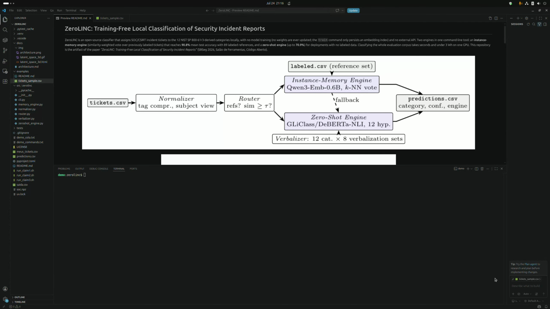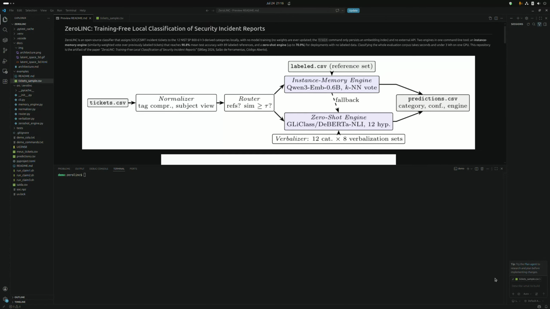There are two models: GLiClass, which is the default, and the BERT NLI. The BERT NLI is more precise than GLiClass, but is 7 times slower, so GLiClass is the default one. It has a verbalizer with the 12 categories and 8 verbalization sets. Then the output is predictions.csv.